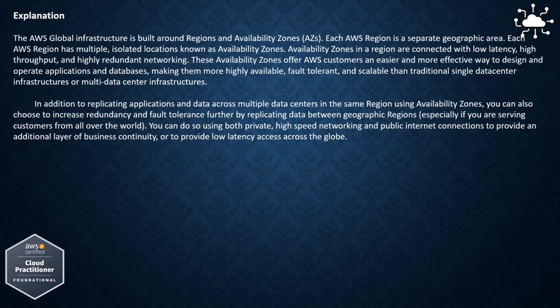In addition to replicating applications and data across multiple data centers in the same region using availability zones, you can also choose to increase redundancy and fault tolerance further by replicating data between geographic regions, especially if you are serving customers from all over the world. You can do so using both private, high-speed networking and public internet connections to provide an additional layer of business continuity, or to provide low-latency access across the globe.